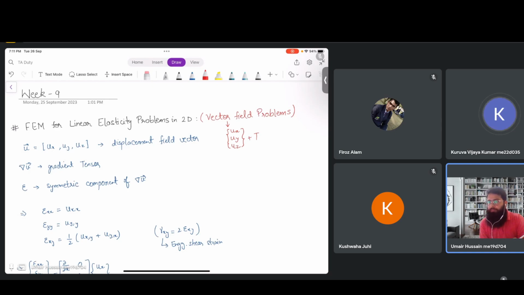Second order. Yeah, exactly. So we're taking the gradient of a vector. The property of gradient is that it increases the tensor order of any quantity. If we apply it on a scalar, it becomes a vector, a first order tensor, and if you apply it on a vector, it becomes a second order tensor.